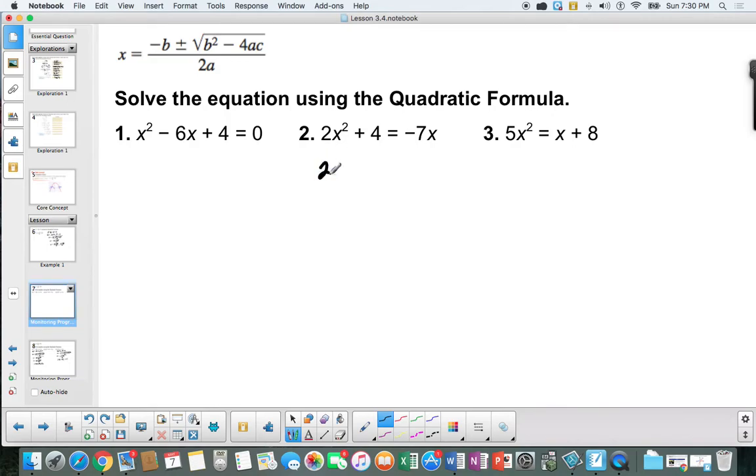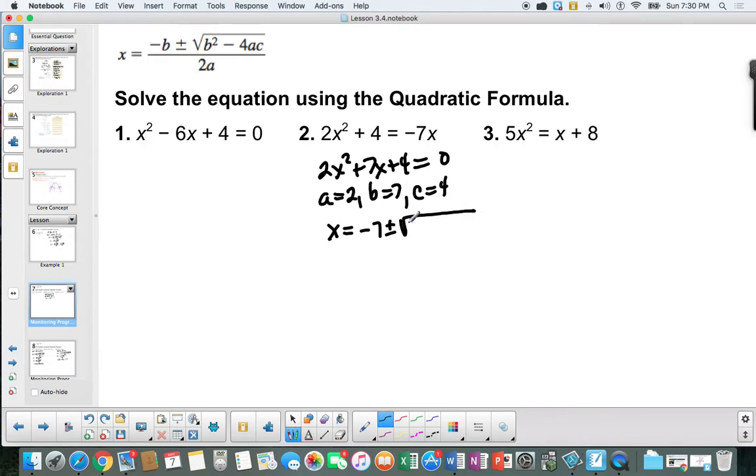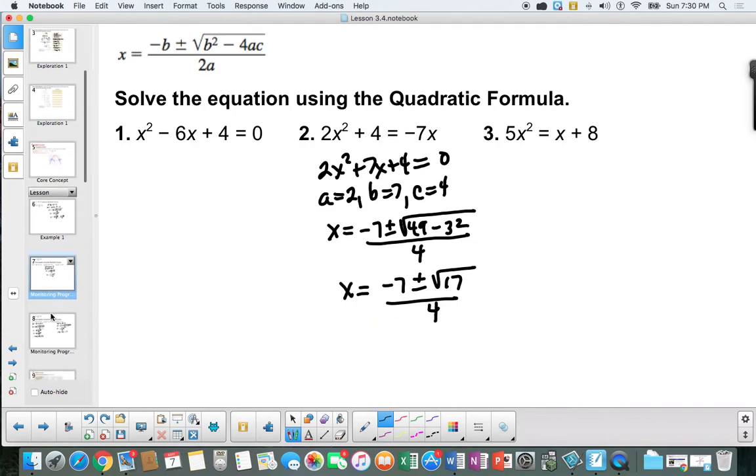So to do number 2, I'm going to take everything to one side. I'm going to identify my a, my b, and my c. Now I'm going to use the quadratic formula, opposite of b, plus or minus square root, b squared is 49, minus 4ac. And I'm just going to multiply the number 4, a, and then c. So that's going to be a 32, all over 2a, which is 4. So x will be equal to minus 7 plus or minus square root of 17, all over 4. And again, I can write both answers, and I can go to my calculator and write them.